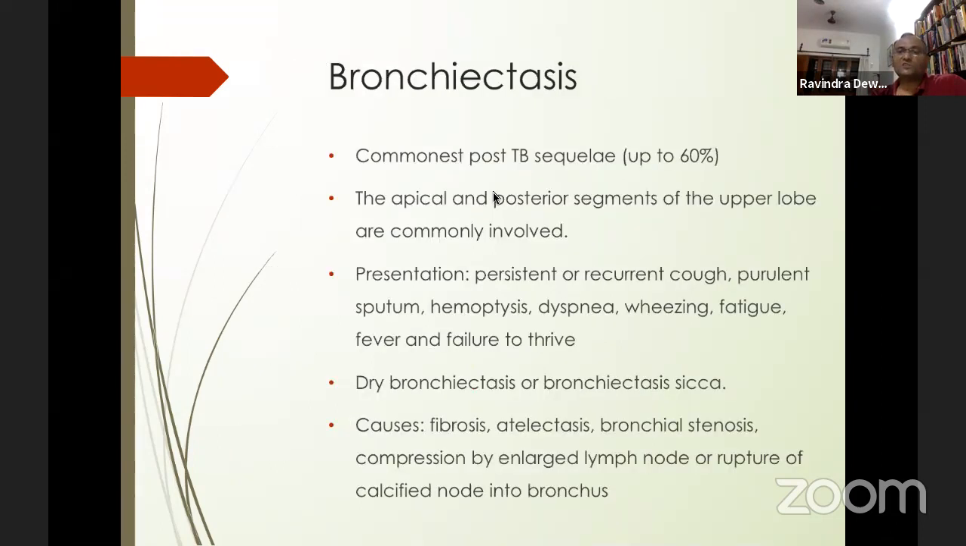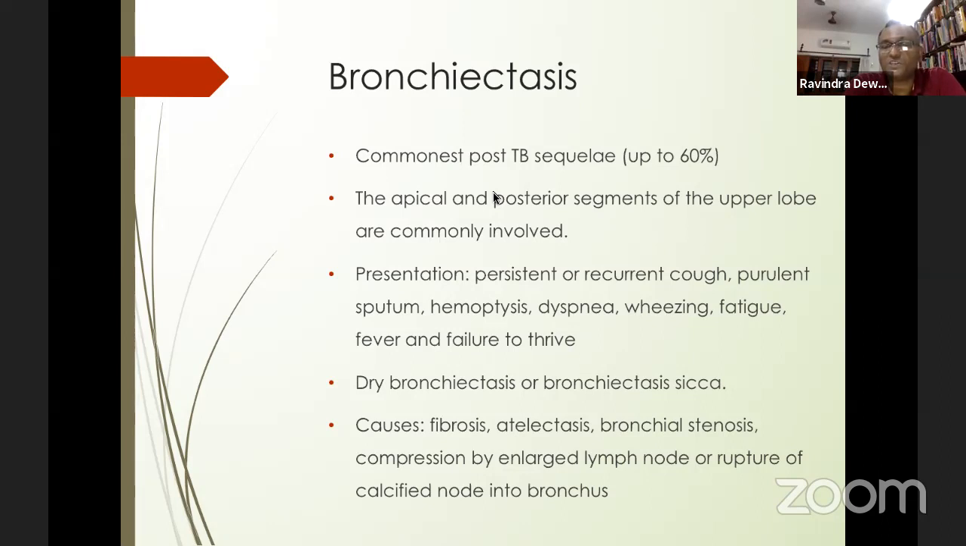Bronchiectasis is the commonest post-TB sequela, up to 60%. And the apical and posterior segments of the upper lobe are commonly involved. And what is the presentation? It is not that bronchiectasis is present. We don't treat an X-ray. We treat the symptoms which the patient is suffering from. The symptoms are persistent or recurrent cough, purulent sputum, hemoptysis, dyspnea, wheezing, fatigue, fever, and failure to thrive.